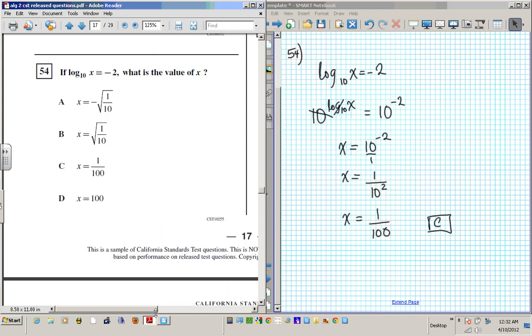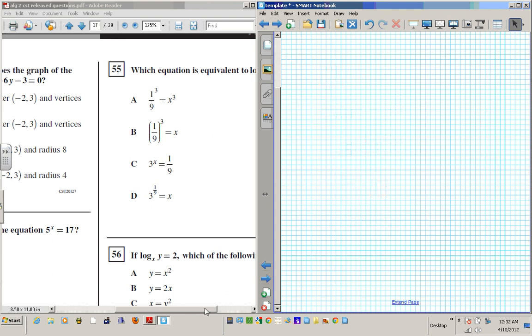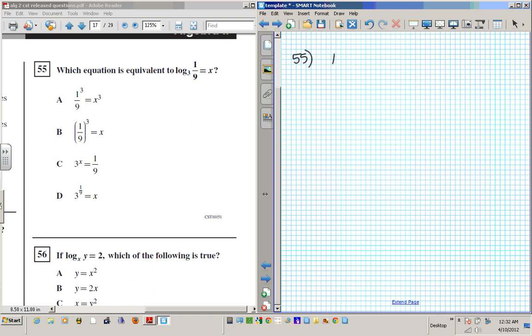Alright, let's move on to question number 55. Question 55, it says which equation is equivalent to log base 3 of 1 over 9 equals x. So this one I want to get rid of the log here. So I'm just going to exponentiate both sides using 3 as a base. So 3 to the log base 3 of 1/9 equals 3 to the x. Okay, so these cancel out, and I have 1 over 9 equals 3 to the x. I could switch it around and just write 3 to the x equals 1 over 9 because of the reflexive property of equality. So our answer here is C.